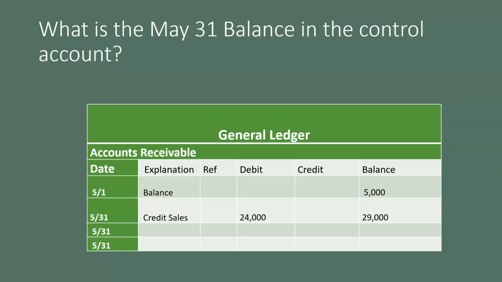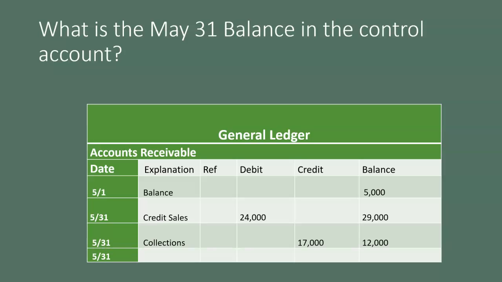We had credit sales that were worth a total of $24,000. So we put that total amount into our general ledger. So if we started off at $5,000, we debited accounts receivable $24,000. That's how we got the new updated balance at this point of $29,000. So after credit sales, we were told about our collections. The total amount that we collected from customers added up to $17,000. So we credit those collections for $17,000, which will decrease our accounts receivable balance down to $12,000 here.